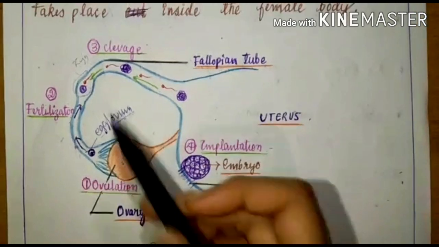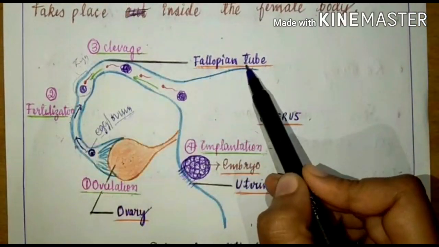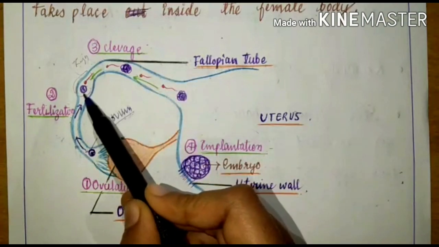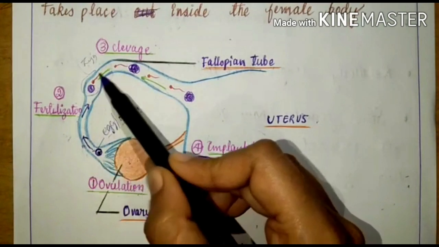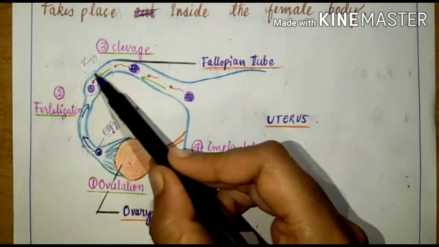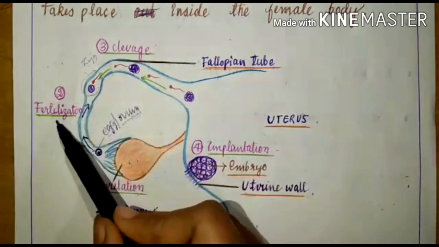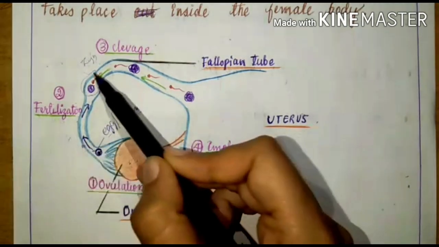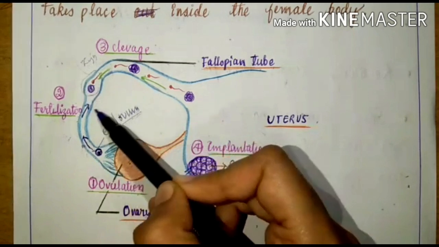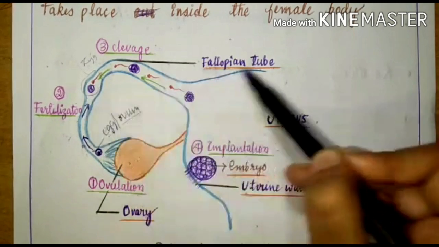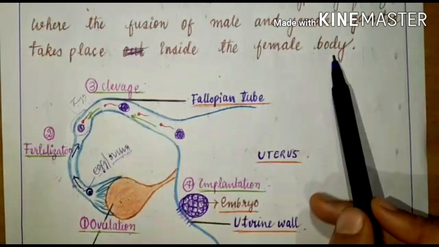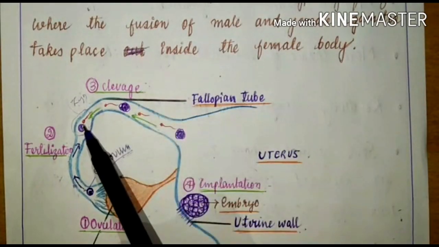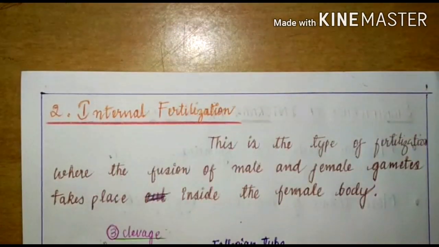At a certain region of the fallopian tube, the sperm will meet the ovum. When they meet each other, they will fuse. This fusion we call fertilization, right? This fertilization is taking place inside the fallopian tube, that means inside the female body. So this particular type of fertilization we call internal fertilization.